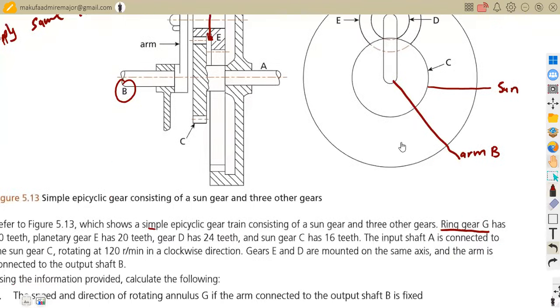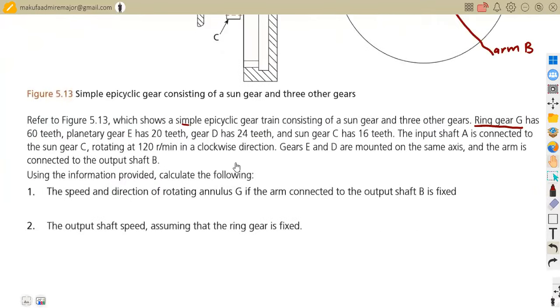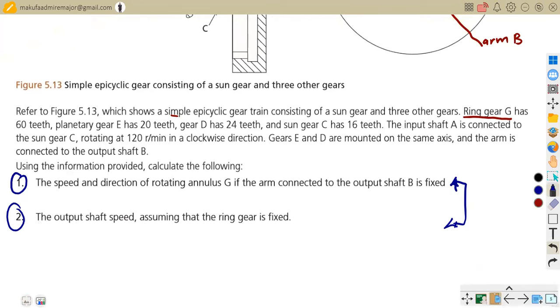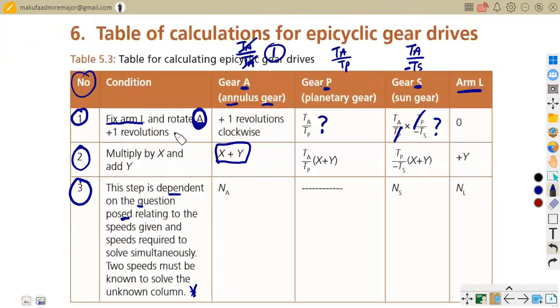Let us see what we are given. So the information here is fine. Just consider the number of teeth that we have. But our question here was to calculate the speed and then also the output shaft speed. So this, like we said, is the information that is from the question. This is the last information from the question.